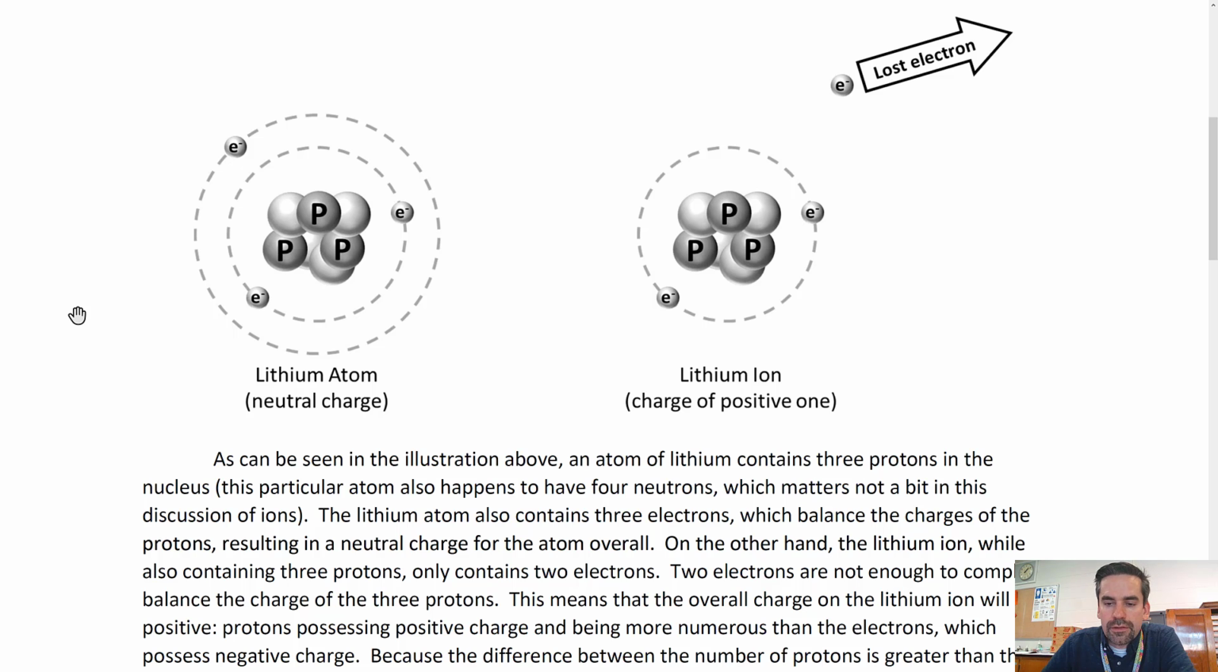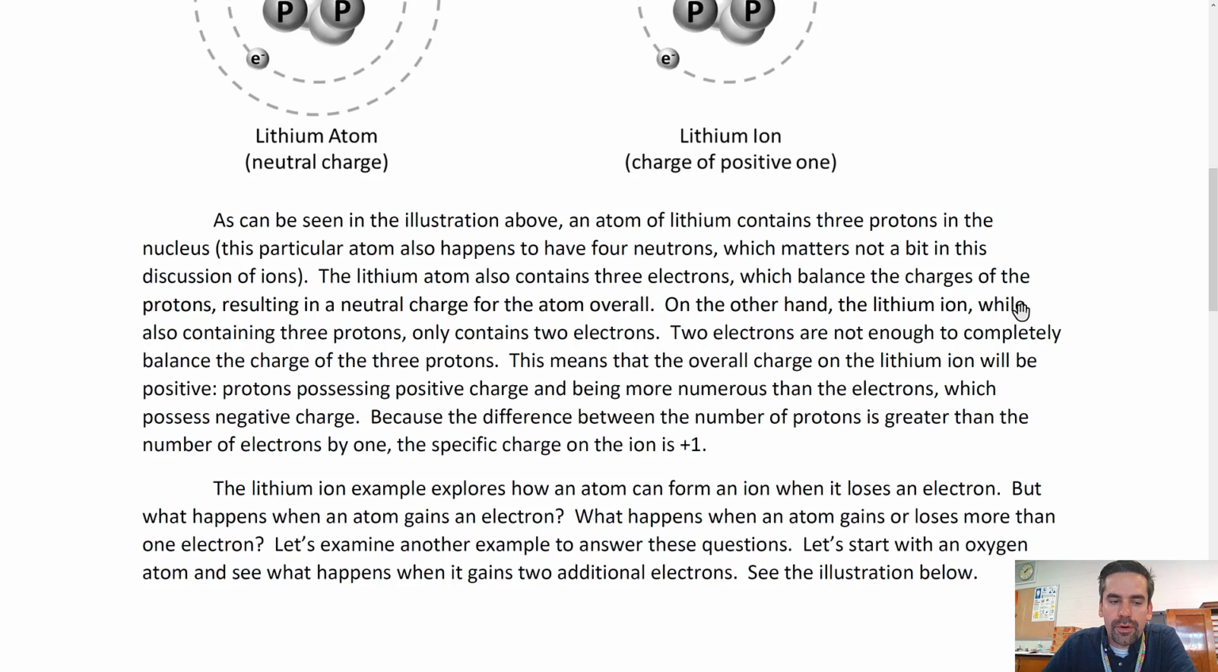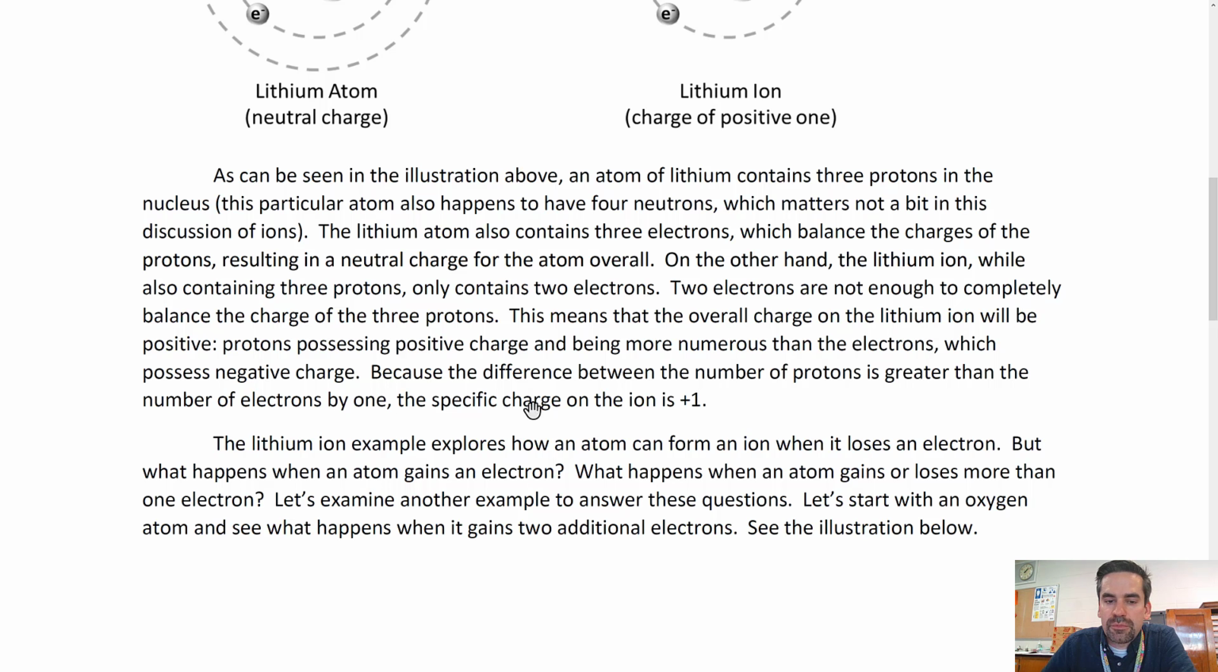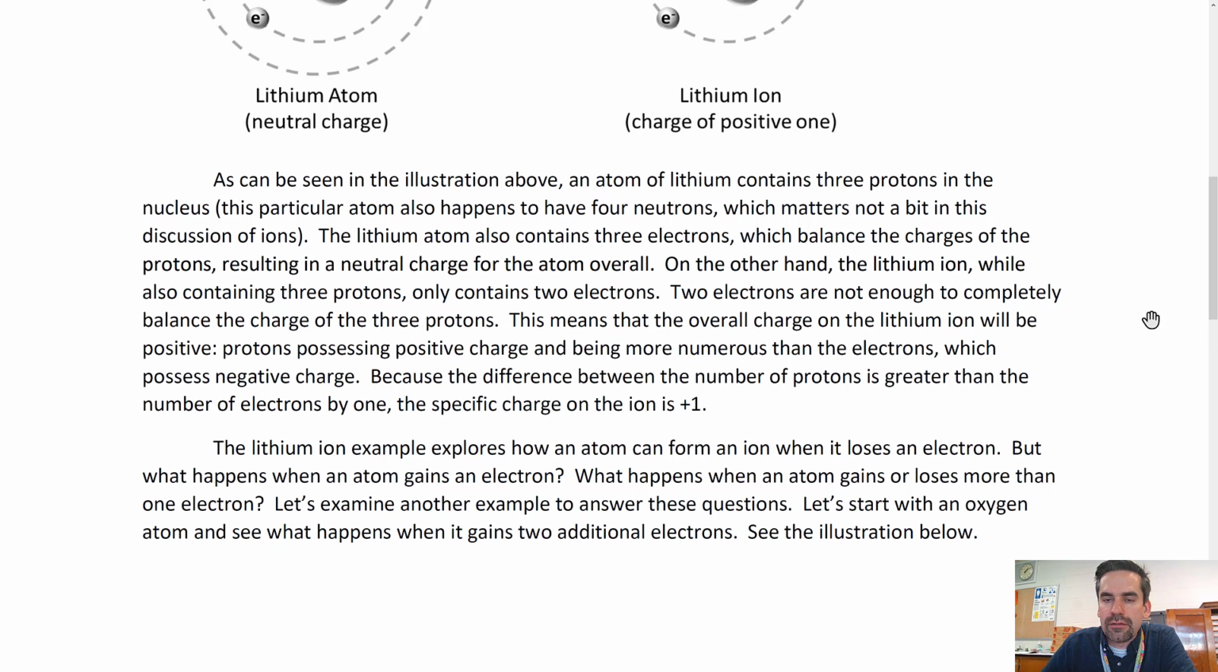On the other hand, the lithium ion, while also containing 3 protons, only contains 2 electrons. 2 electrons are not enough to completely balance the charge of the 3 protons. This means that the overall charge on the lithium ion will be positive, protons possessing positive charge and being more numerous than the electrons, which possess negative charge. Because the number of protons is greater than the number of electrons by 1, the specific charge on the ion is positive 1.